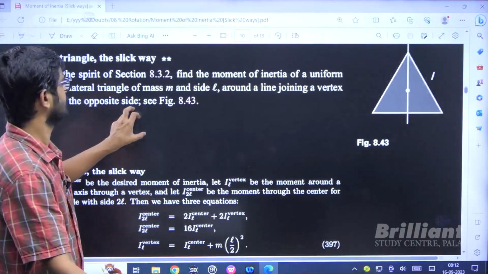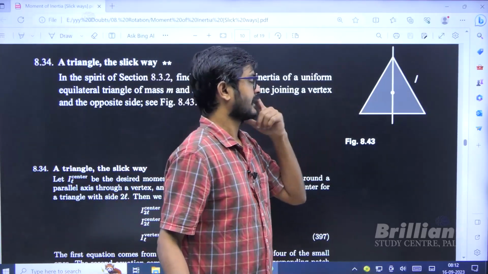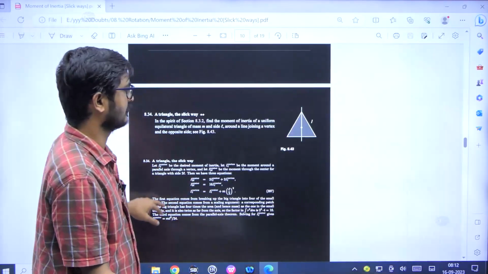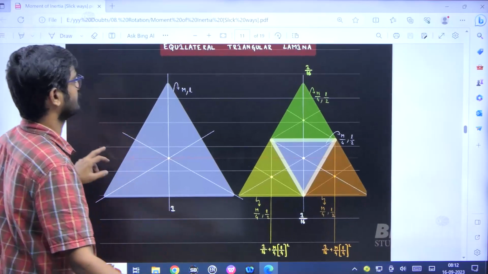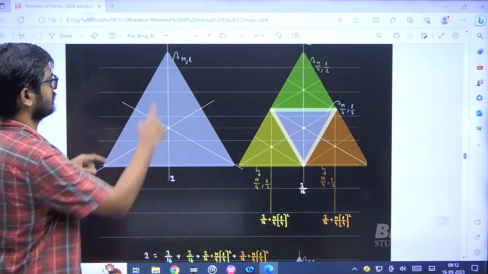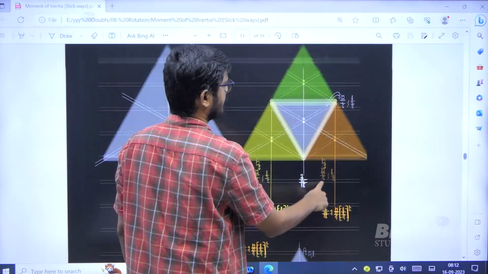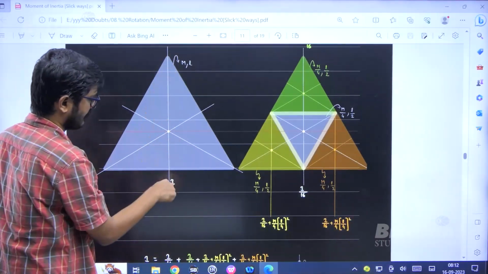Okay, so basically you need to find the moment of inertia of an equilateral triangular lamina about this axis. Again we will be going with a similar method. This big equilateral triangle, I can visualize it like 4 small equilateral triangles. So I want to find the moment of inertia about this axis. I am calling it I.